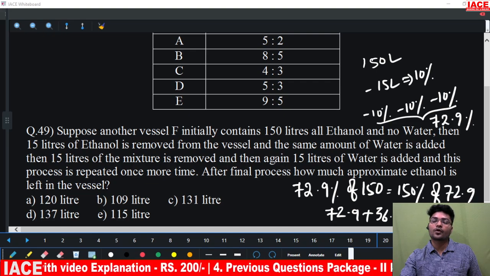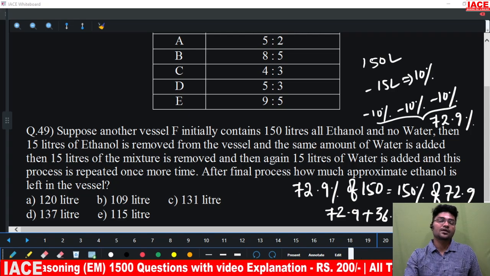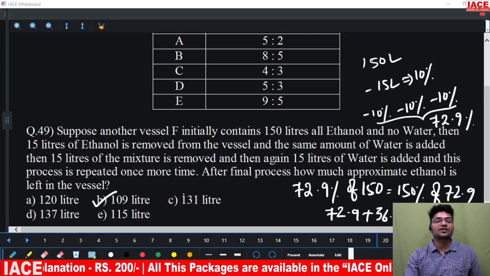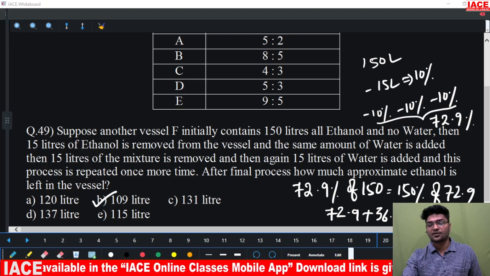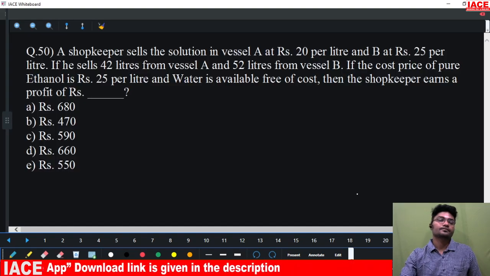109.35. So approximately option B, that is 109 liters, will be our correct answer.